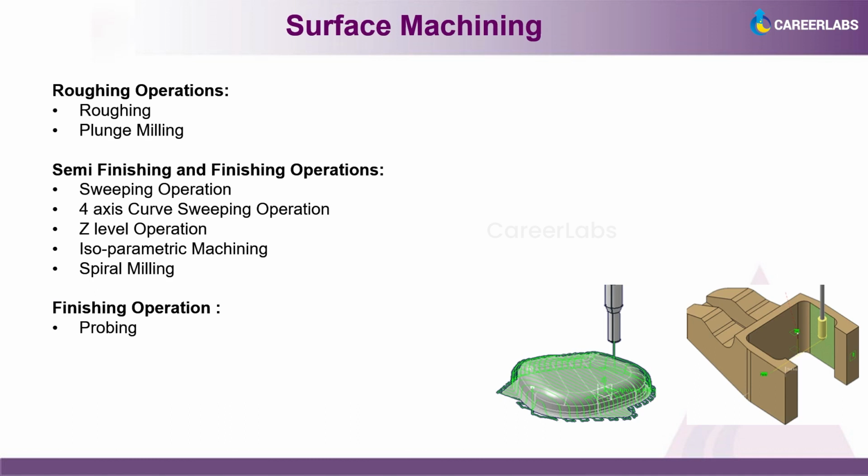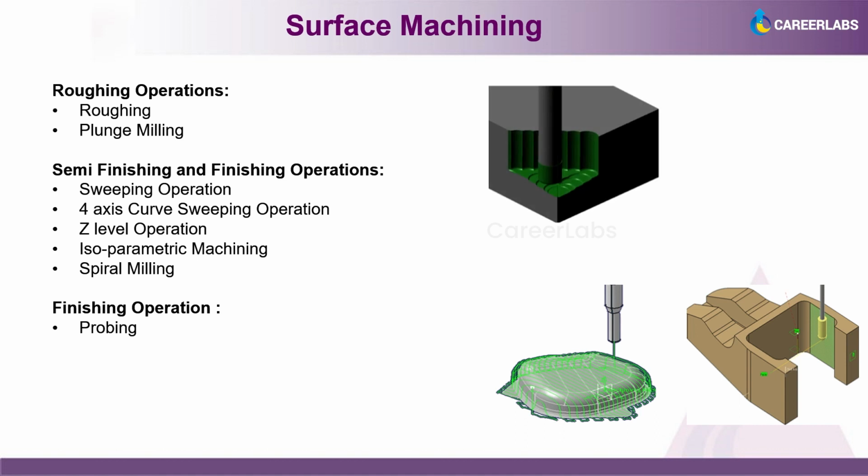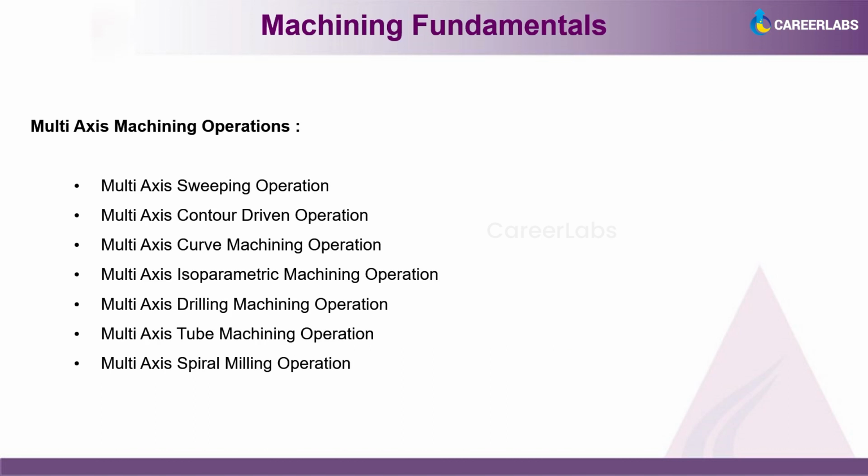Coming to surface machining for 3 axis, these are a few of the operations for surface machining. Roughing operations are roughing and plunge milling strategies to remove the material quickly, and semi finishing and finishing operations are like sweeping, 4 axis curve sweeping operations, Z level or vertical level operations, isoparametric machining, spiral milling, and so on. And one of the finishing operations is dedicated probing.